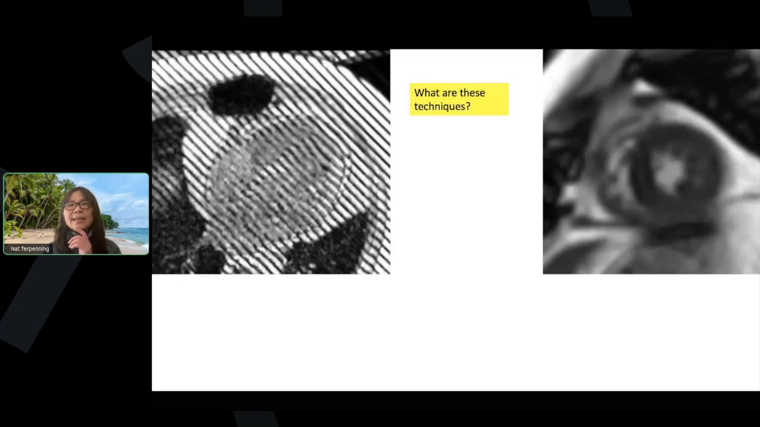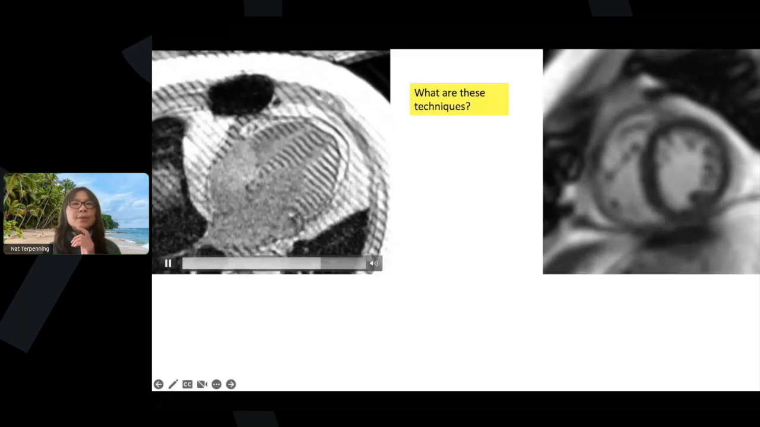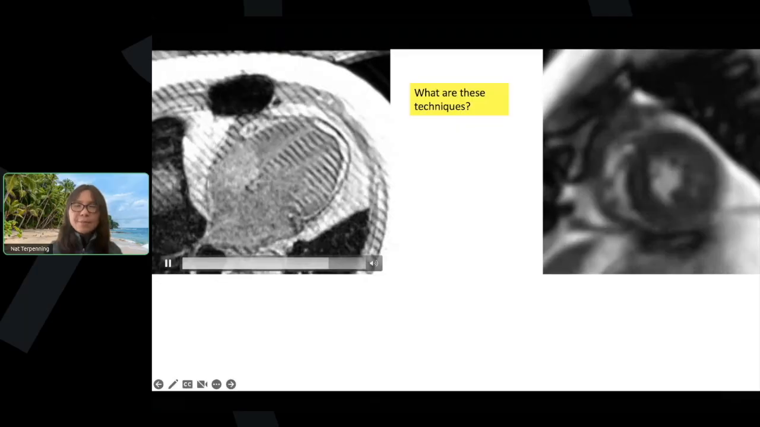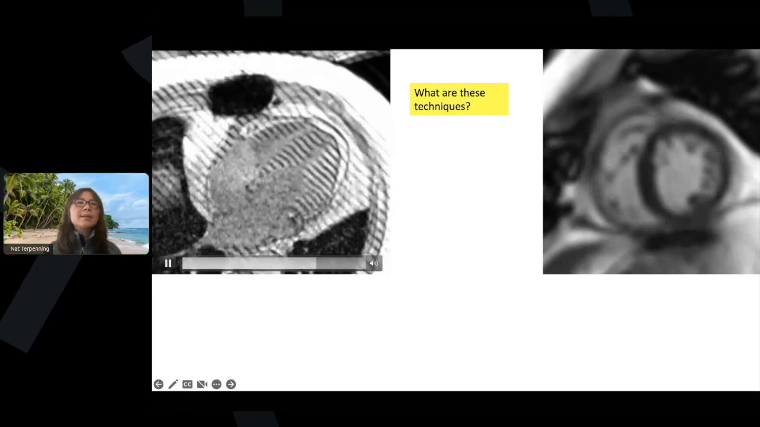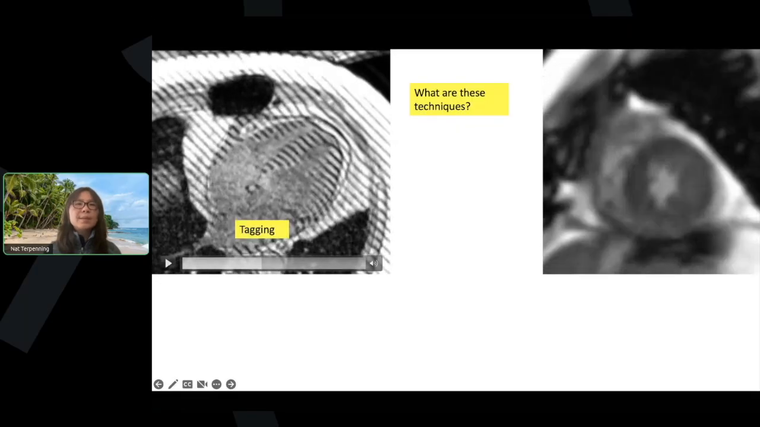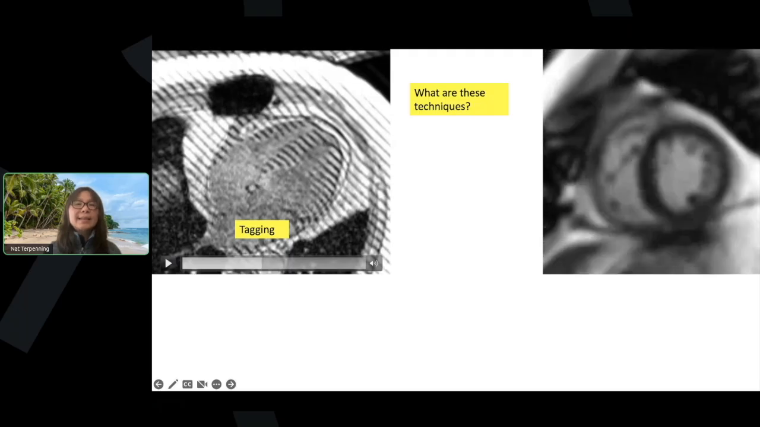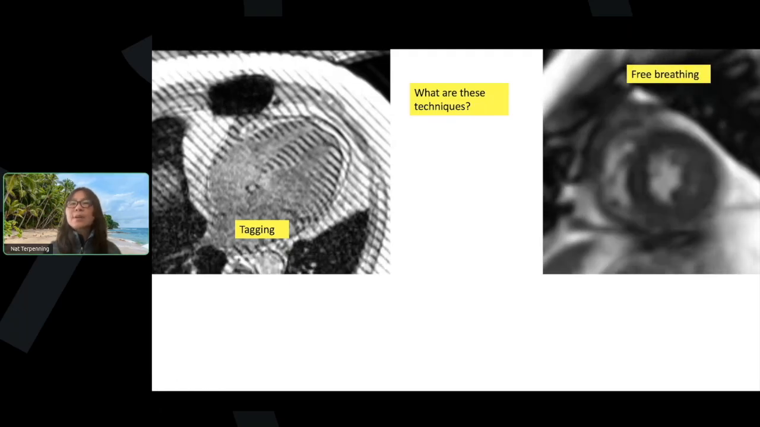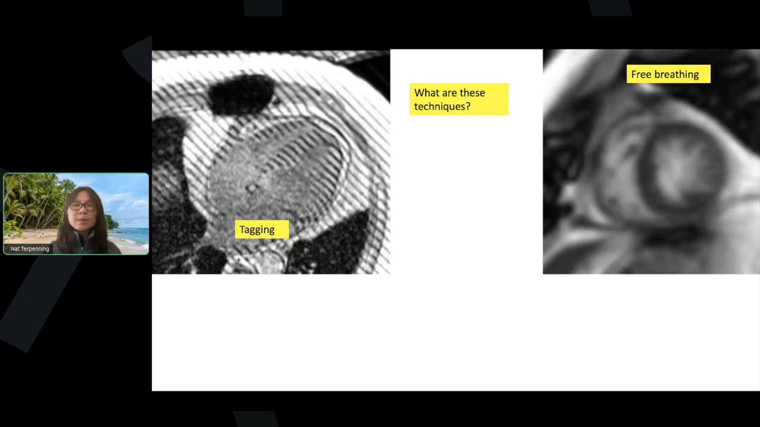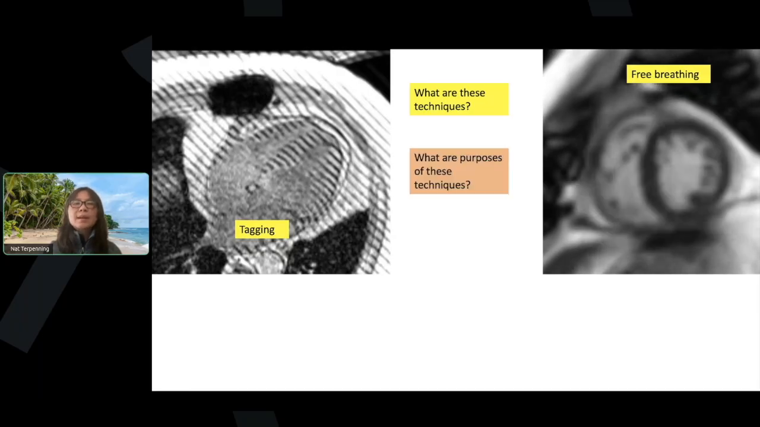What technique are we using here? So the first, on your left, the patient has a median sternotomy here. We call it the tagging technique. On your right, we call it free breathing. So what are the purposes of these techniques?